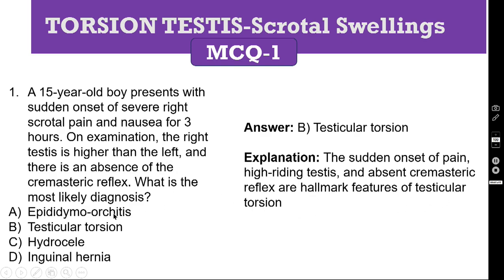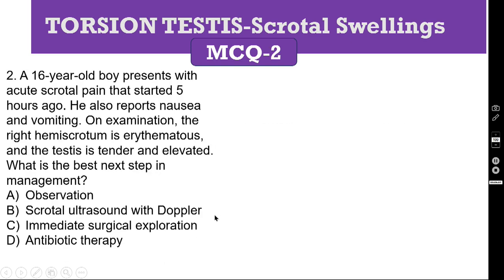If it is epididymoorchitis, that is also acute pain, but there won't be any absent cremasteric reflex in epididymoorchitis. In testicular torsion, that is the answer. Hydrocele is not an acute problem. Inguinal hernia also is not an acute painful condition. So you can rule out all other things except testicular torsion.